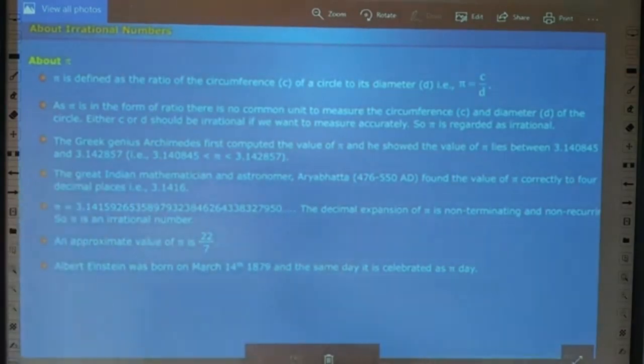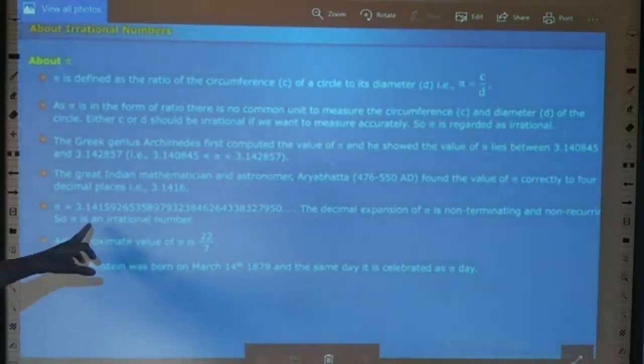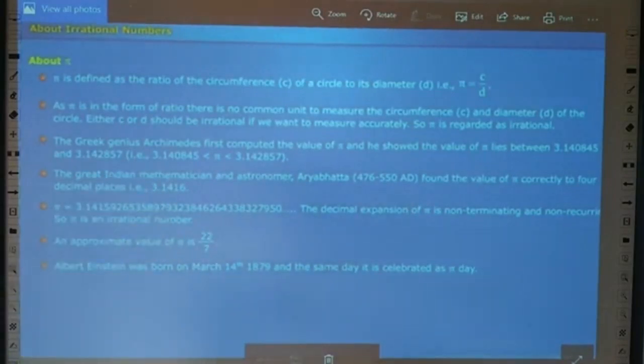And the Greek genius Archimedes first computed the value of pi, and he showed the value of pi lies between 3.140845 and 3.142857. The great Indian mathematician and astronomer Aryabhatta found the value of pi correctly to 4 decimal places, that is 3.1416. But after that, the decimal expansion of pi is non-terminating and non-recurring. You see here, 3.141592 goes on non-repeatedly. So pi is an irrational number.